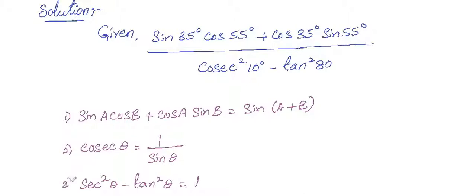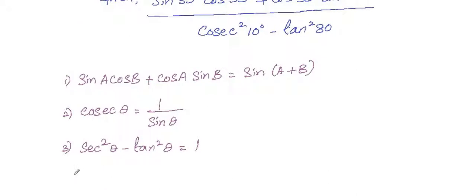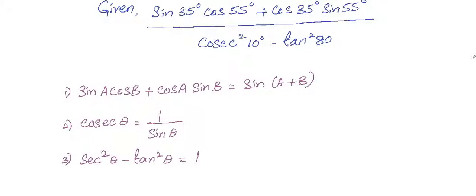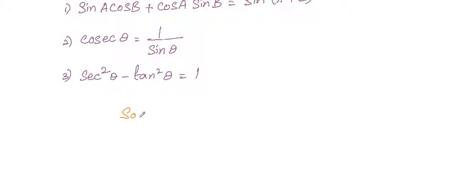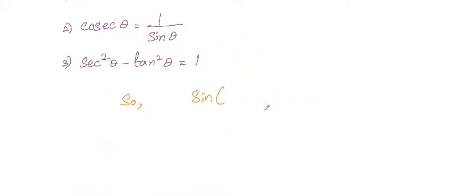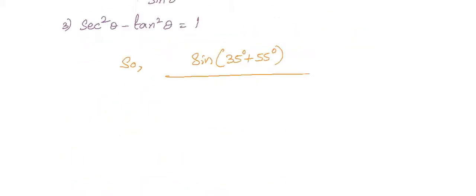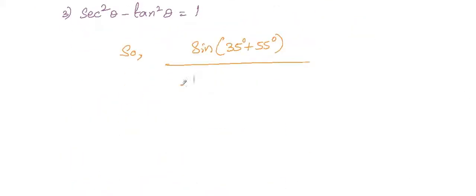So let's use the first identity which I have written here. So sine A cos B plus cos A sine B equals to sine (A plus B). So we have A is 35 here, the B is 55 degree. So we'll get sine (A plus B), which is 35 plus 55, whole divided by, we have a cosecant square 10.